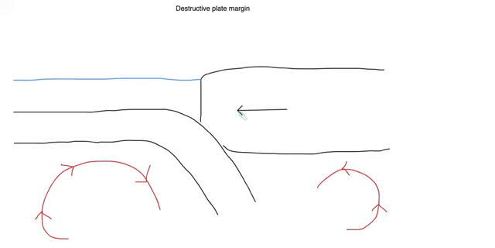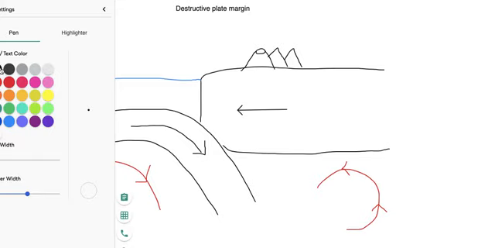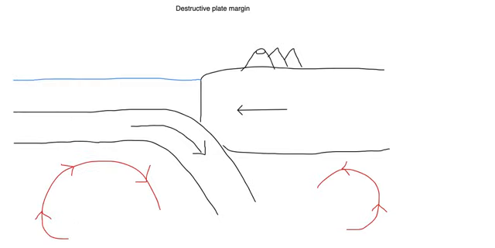This time the plates are moving towards each other, but this one is actually going underneath the other one. And this is called subduction. So this plate is subducting underneath this one here. Now we're going to add more labels in a second. I'm just going to draw in the landforms over here. Okay, let's add some labels.